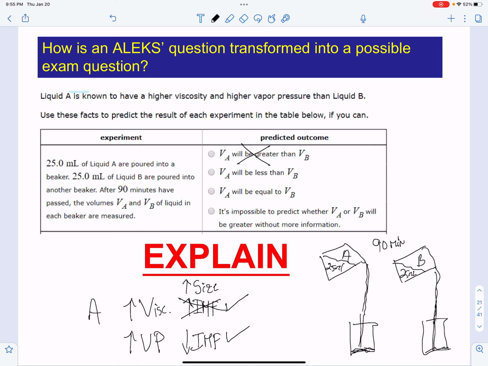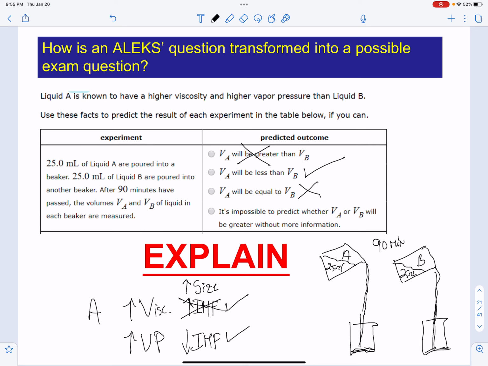The volume of A will be less than the volume of B. Yeah, that's the opposite of what we just said on the other one. So that should be right. The volume of A will be equal to the volume of B. No, they're different. It is impossible to predict whether A or B will be greater without more information.